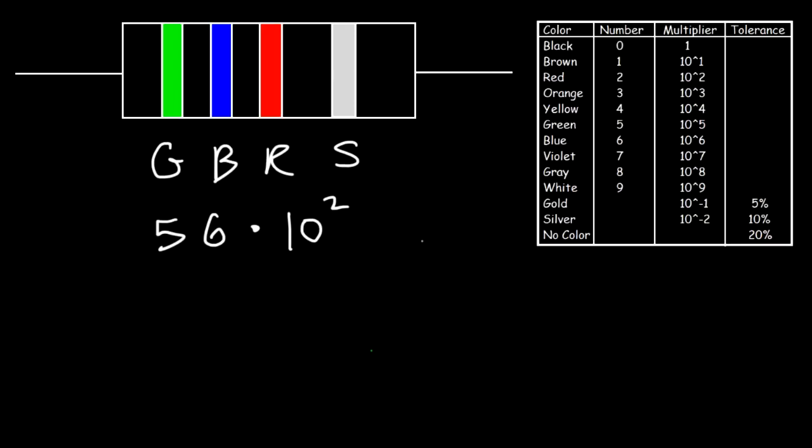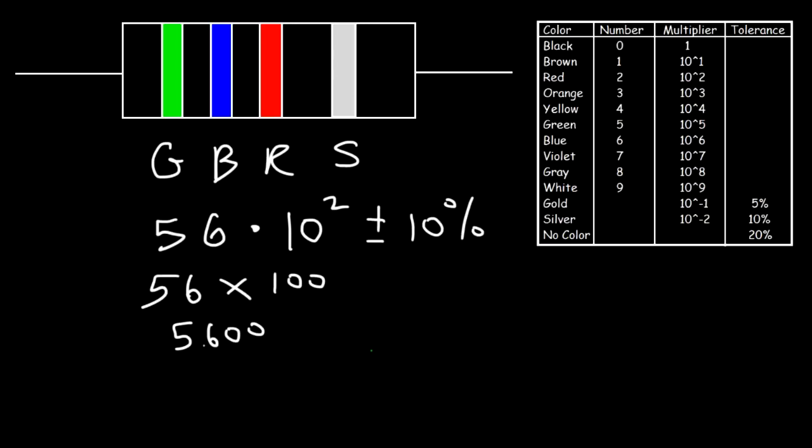And then the last color is associated with the tolerance. For silver, the tolerance is 10%. So it's going to be plus or minus 10%. 10 squared, or 10 times 10, is 100. So 56 times 100 is 5600. So that's the resistance. It's 5600 ohms plus or minus 10%.